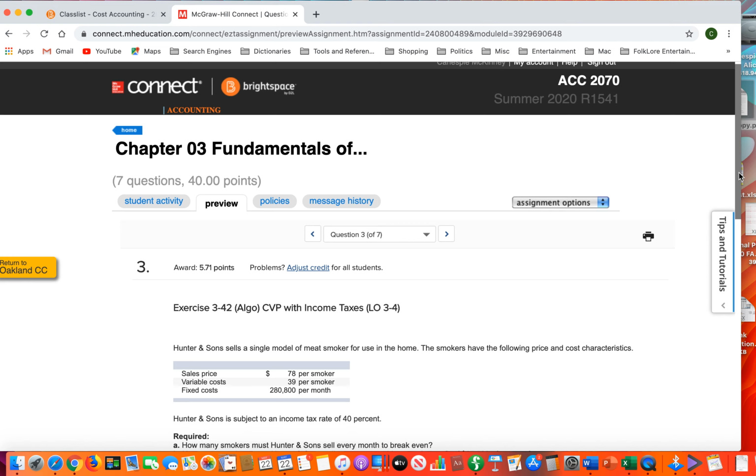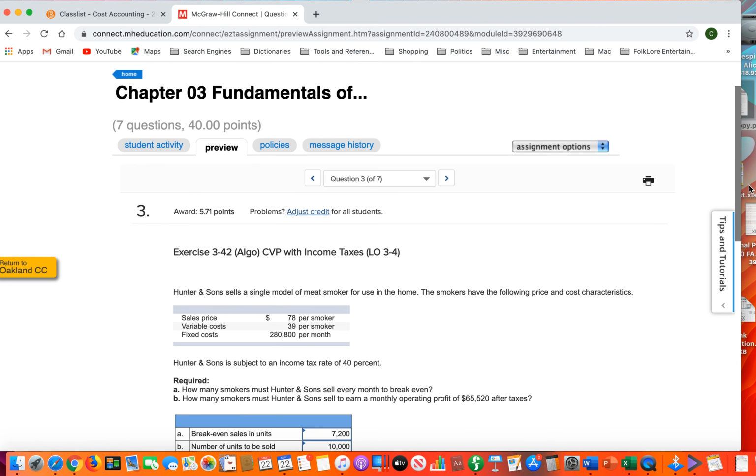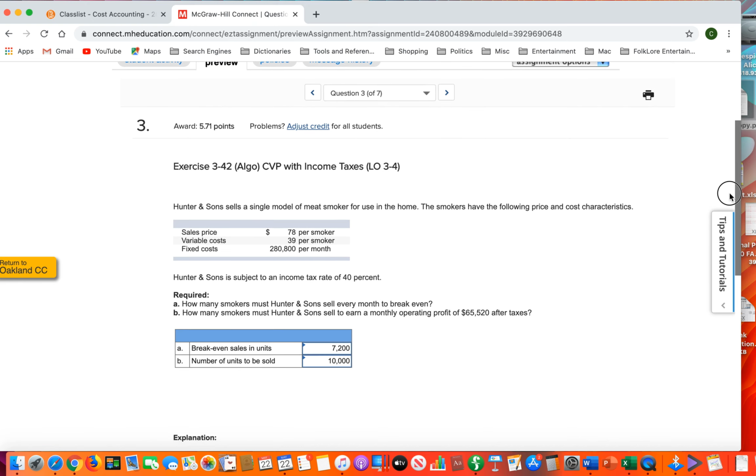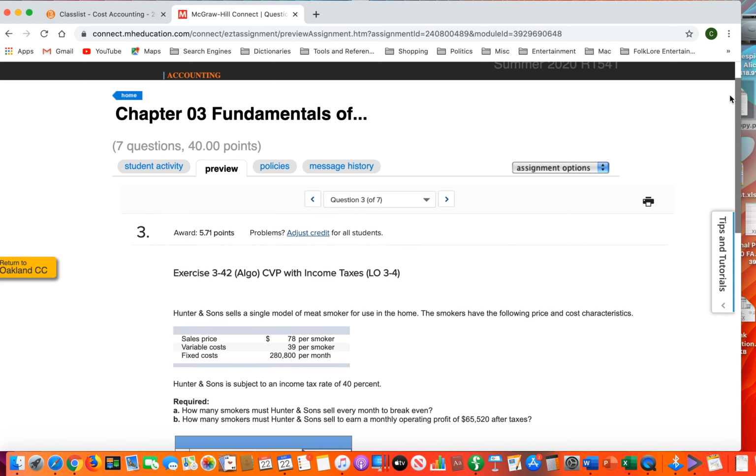Well, we know the fixed cost. We know the contribution margin per unit. Divide one by the other. 280,800 divided by 39. And that gives you 7,200. All right? You don't have to go through all this up here. Profit equals P minus V times X minus F. I mean, no. Anyway, enough complaining. I'll just do it that way.